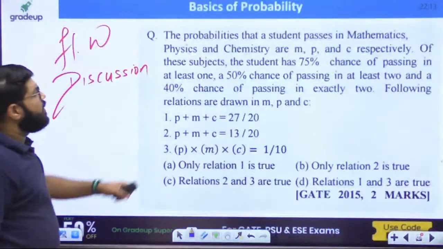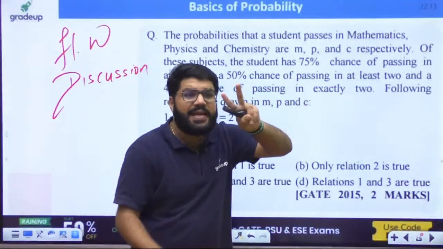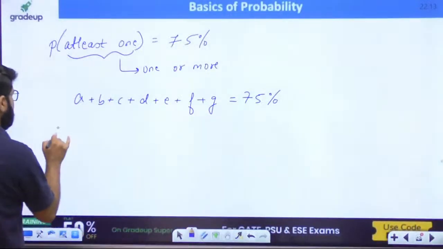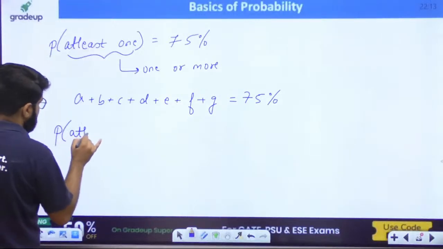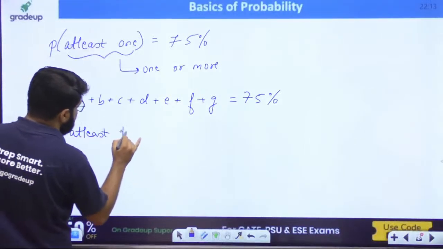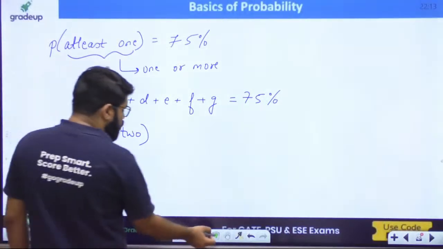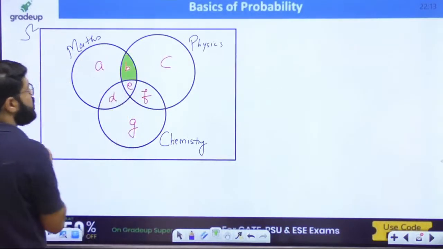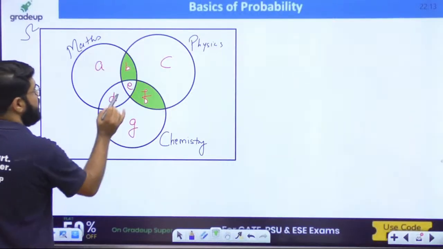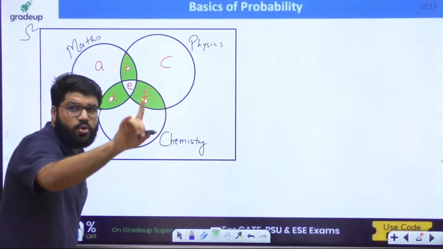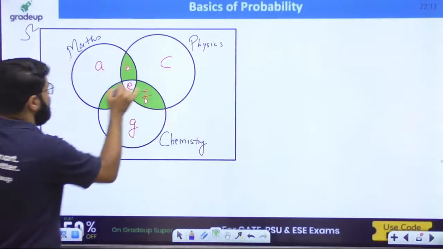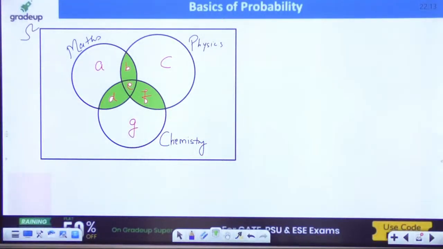Next, what is given? 50% chance of passing in at least 2. Probability of passing in at least 2 of them. Acha, at least 2 means 2 or more. So which are the 2 or more, guys? Here, everybody, this is 2 events. But not only 2, 2 or more. Okay, so these 4 portions will come.